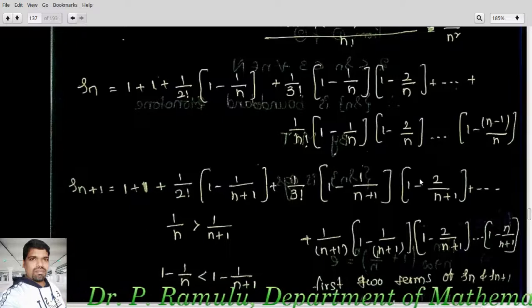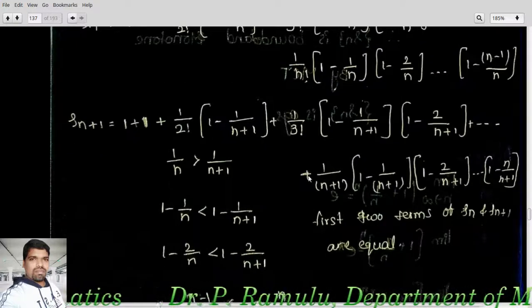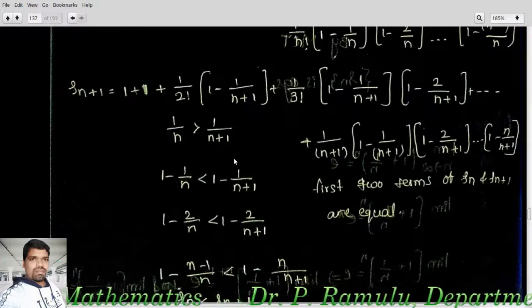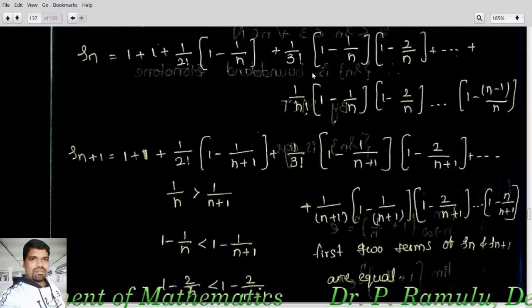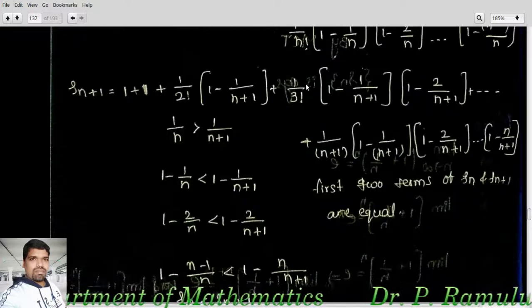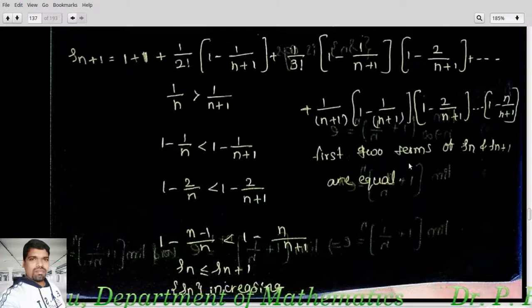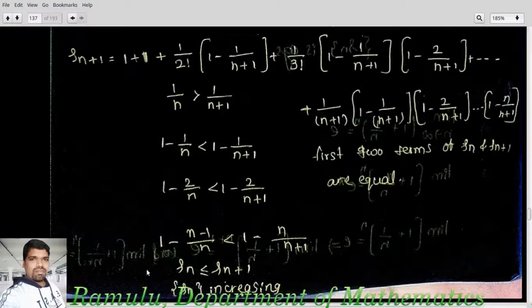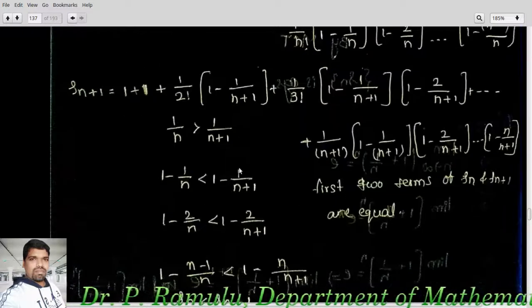Sn plus 1 equals 1 plus 1 plus, in place of n I put n plus 1, and I am writing 1 minus 1 by n is less than 1 minus 1 by n plus 1. All the coefficients are positive, so if I multiply, the first two terms of Sn and Sn plus 1 are equal, and all the rest are less than this.